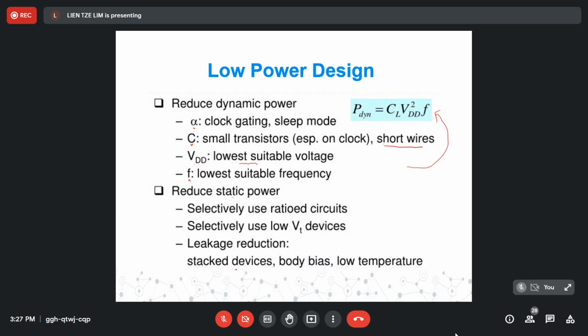Here I didn't cover more on that, but this is just for your information. And also body bias and low temperature, all these I will not discuss further, because I don't have any materials to explain to you. You can read yourself if you want to know what all this is about.